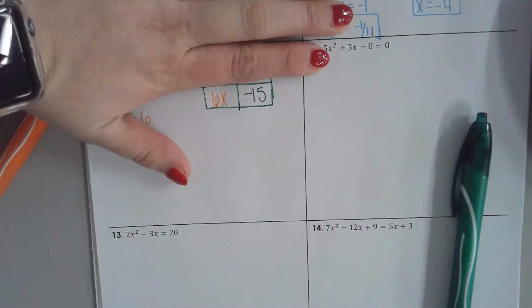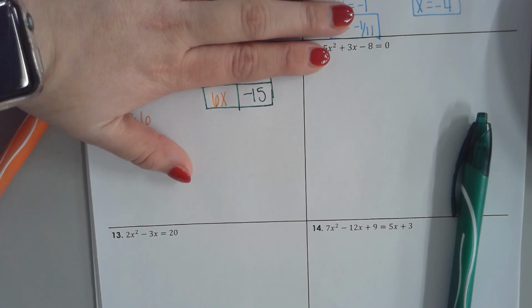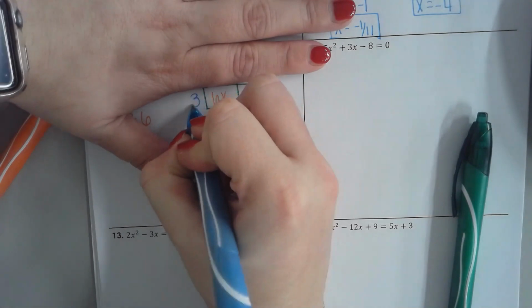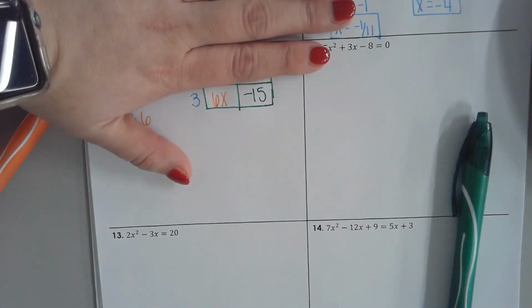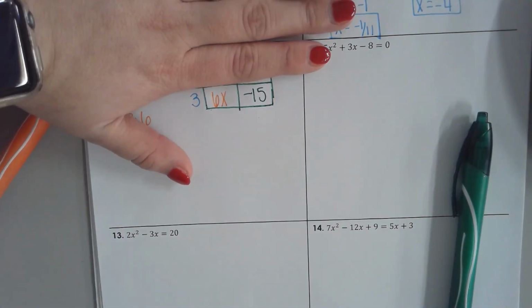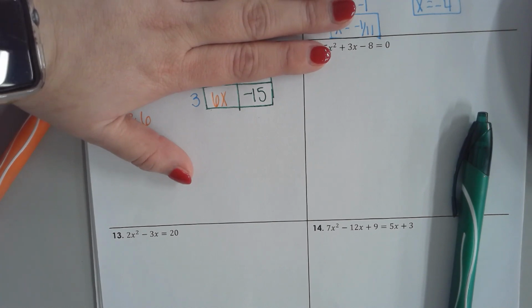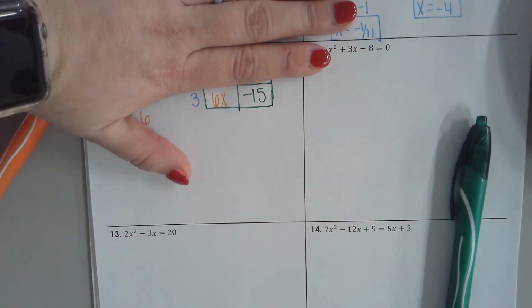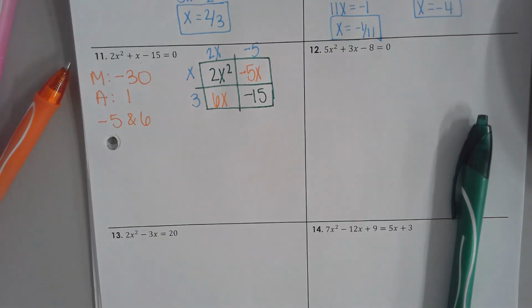What can you divide 6 and 15 by? 3. You can divide them both by 3. Does it need to be negative? No. Nope. Does it need an x? Yeah. They both would have to have an x. I thought it was only for the first box. That's the negative.